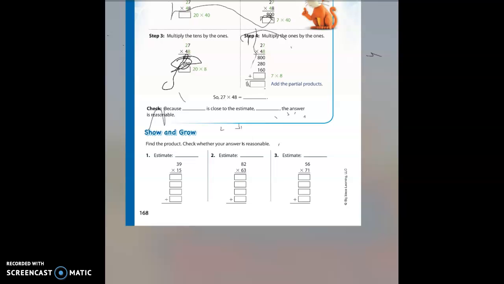30 times 10 equals, go ahead and write that down. So 30 times 10 is 300. So make sure you write that down in this area.